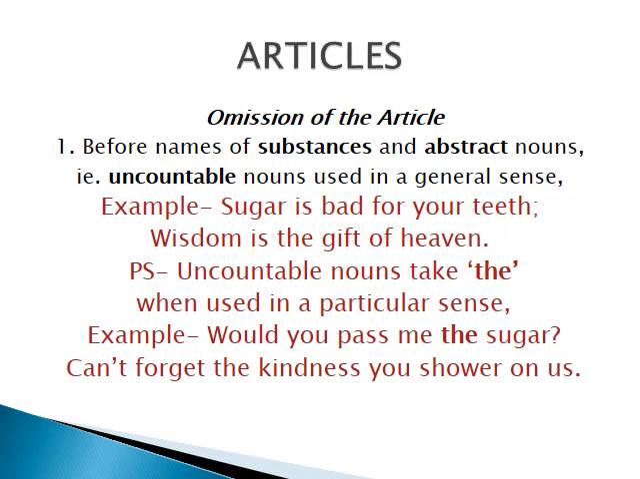Let us now discuss omission of the article. Before names of substances and abstract nouns, that is, uncountable nouns, used in a general sense. Sugar is bad for your teeth. Wisdom is the gift of heaven. Here, the word sugar as a substance is used in a general sense. Similarly, wisdom as an abstract noun also is used in a general sense.